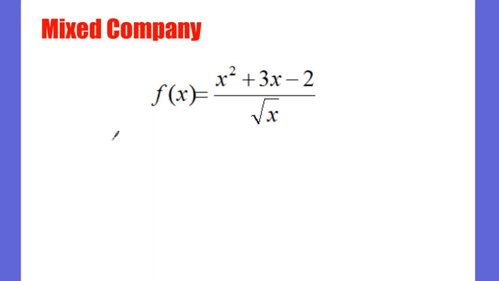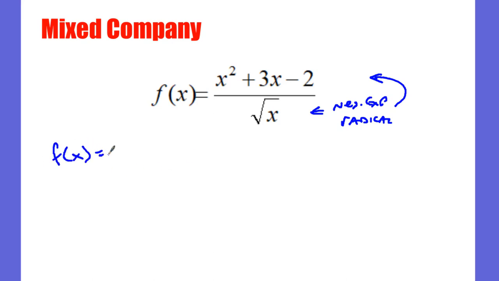We could also have mixed company. Okay, you can see how here I have a radical. He's on the denominator, so he's not only a negative exponent, he is also a radical. And you can see I'm going to divide that into the top function. This is kind of what I call mixed company, because we have a common denominator. We're going to try to simplify him out. So we have x squared over x to the 1/2 power, plus 3x over x to the 1/2 power, minus 2 over x to the 1/2 power.